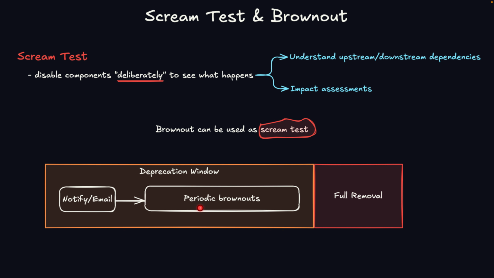Okay, so this way, your consumers will be able to see the impact if they have not migrated by the end of this deprecation window, and hopefully they'll migrate away from the service by the end of the deprecation window. So that's the idea here. So it is safe for you to remove the software service or component at the end of the deprecation window. So this is one of the applications of scream test and brownout in practice.